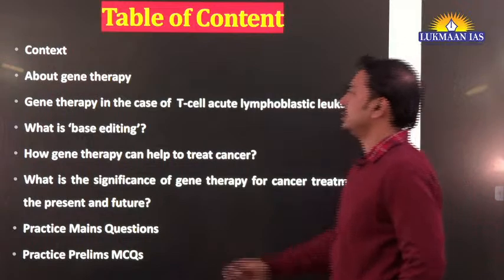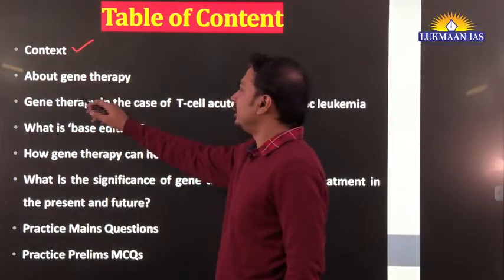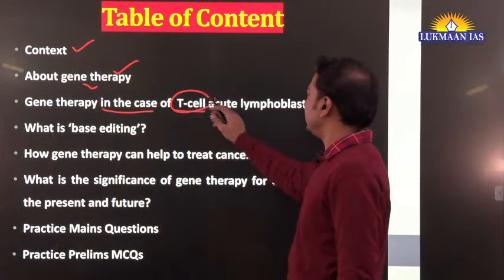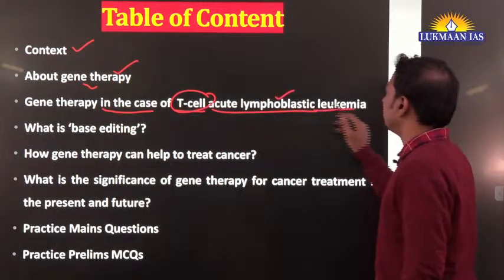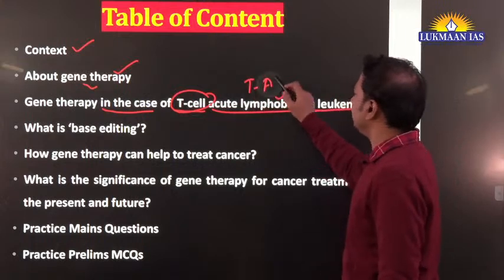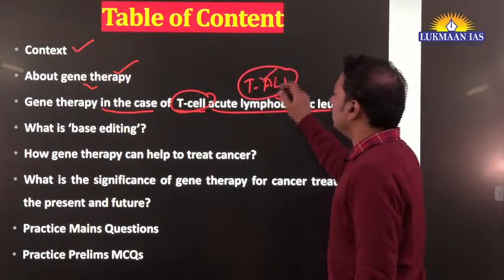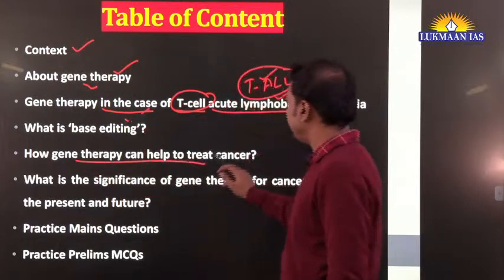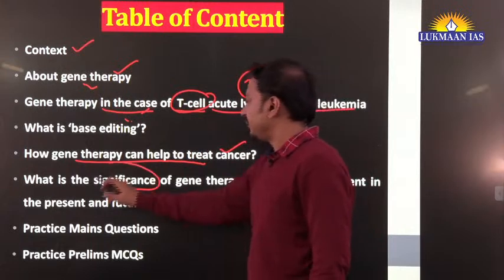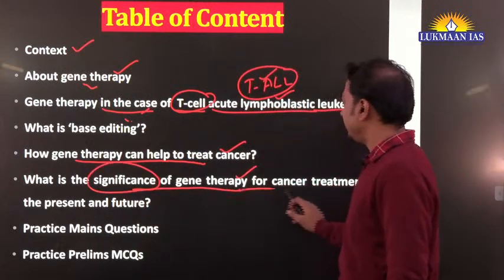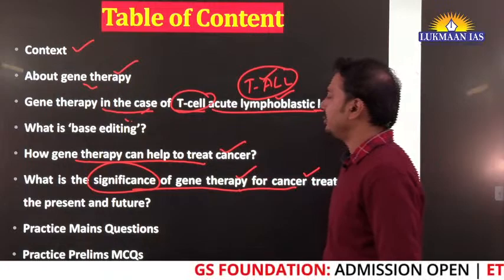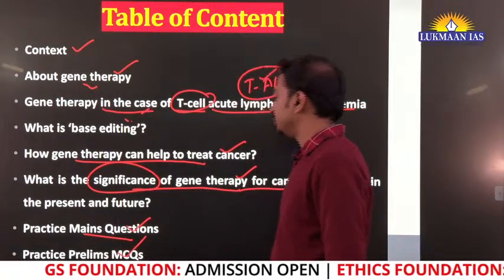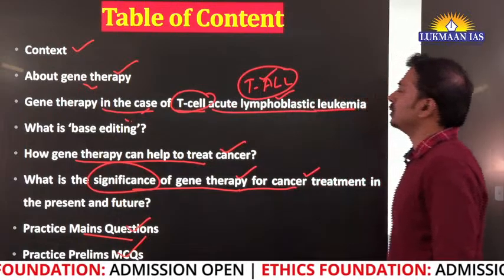First, we will understand the context, why it is in news. Thereafter, about gene therapy, how gene therapy works in case of T-cell acute lymphocytic leukemia, which is also being called TALL. Then, what do you mean by base editing? How can gene therapy help treat cancer? What is the significance of this gene therapy for cancer treatment, and for overall development at present and in future? Finally, practice mains and prelims questions. Also, we will see the PYQs from time to time.